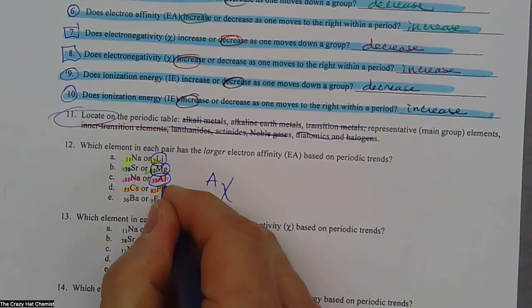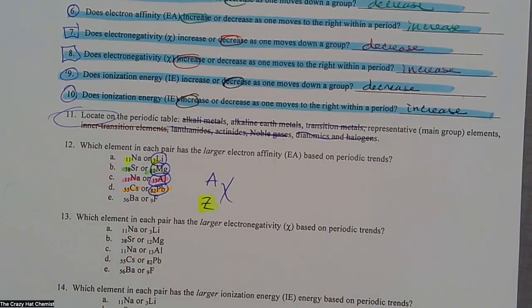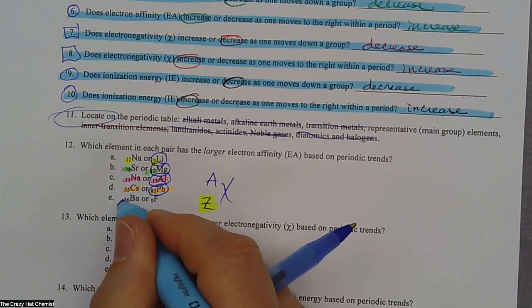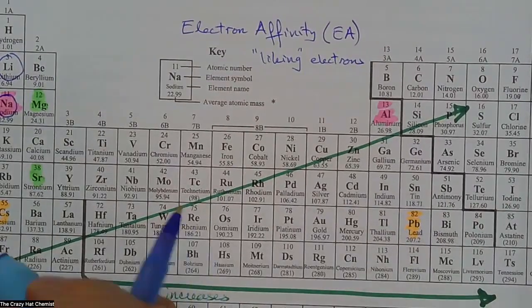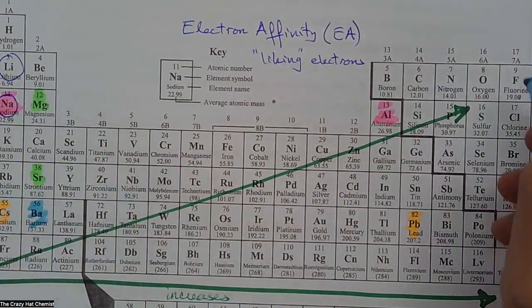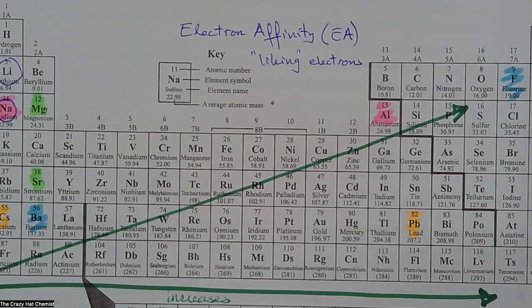Excellent. So that will be the lead. The next one here is going to be barium, element number 56, or fluorine, element number 9. So 56 or 9. So 56 barium and 9 fluorine way up over there.